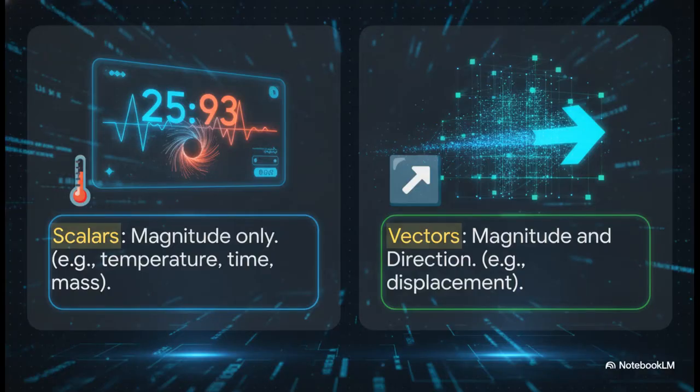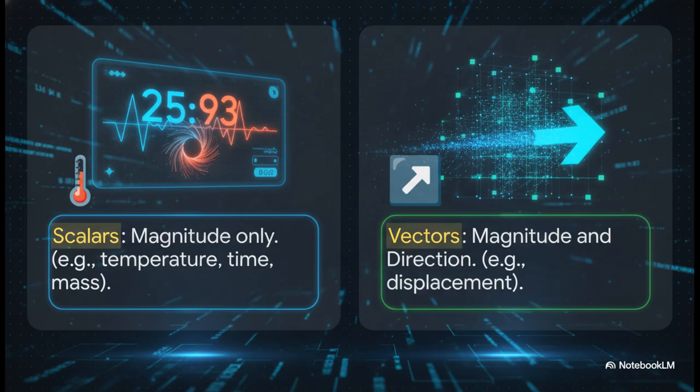So there's a pretty stark contrast between our two basic data types here. First up, we've got scalars. Think of scalars as just simple, isolated numbers on a dashboard. They have a magnitude, a size, but absolutely zero direction. We're talking temperature, time, mass. Like if it's 40 degrees outside, it's just 40 degrees, right? It doesn't point anywhere.